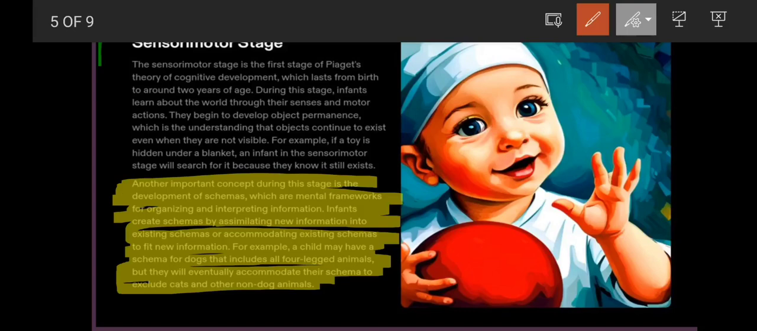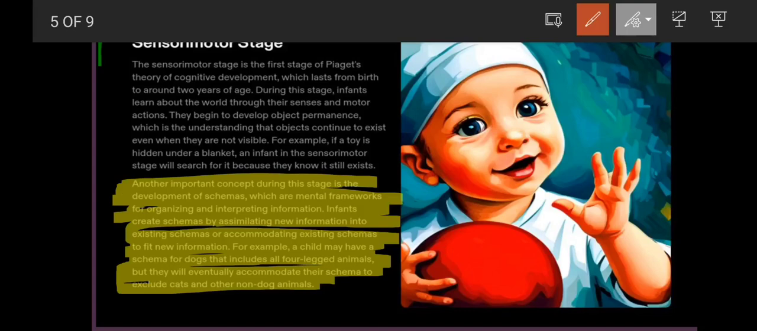Okay, so now when he sees a dog and says, "See, there is a cat," the sister will tell him, "No, that is not a cat, that is a dog." So here the child will fit this new information into his existing schema, that that is not a cat, that is a dog. This is assimilation.